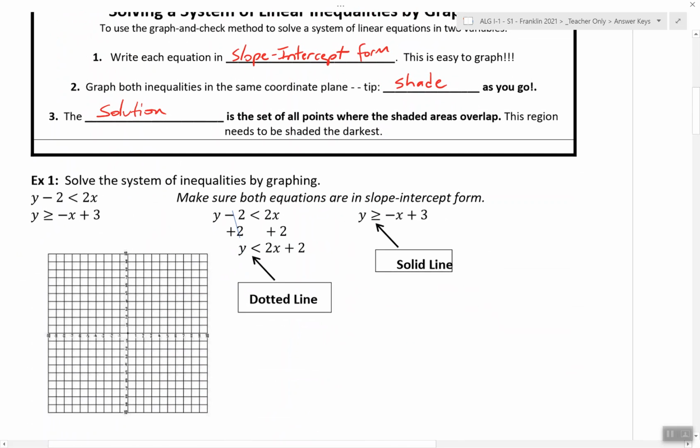Now this first one, the system is here, and they've been put in slope-intercept form for us. The first one gets added by 2, and there's your equation there. And the second one was already in slope-intercept form. So let's go ahead and graph this one. So we start at 2. Slope is 2 over 1, so up 2 over 1, or down 2, left 1.